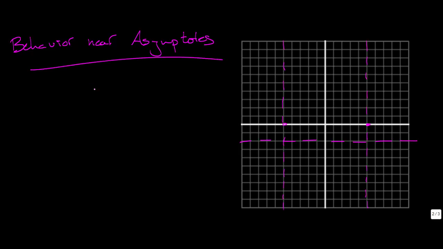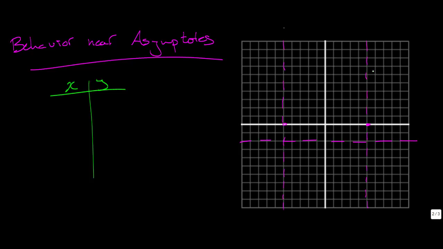perhaps not enough. And so what we're also going to do, in addition to dealing with our asymptotes, is we're going to look at the behavior near the asymptotes. Okay, and so what I'm going to do is set up a t-chart. So we have our x and our y, and what I'm going to look at is values that are very close to our asymptotes.